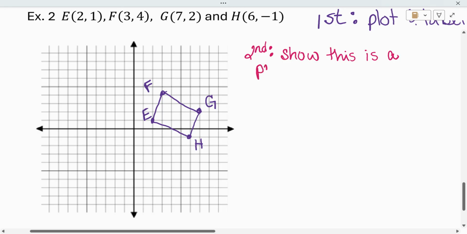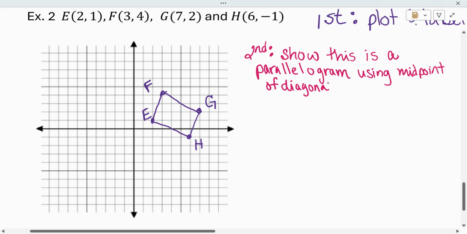How are we going to show that this is a parallelogram? What method did I say I would always use? Yep, using the midpoint of the diagonals. Okay, so let's see. What are my diagonals? Well, I have FH and EG. So let's see. The midpoint of FH.